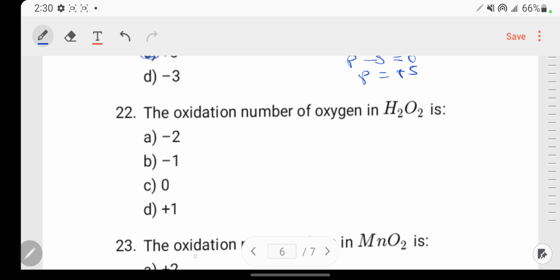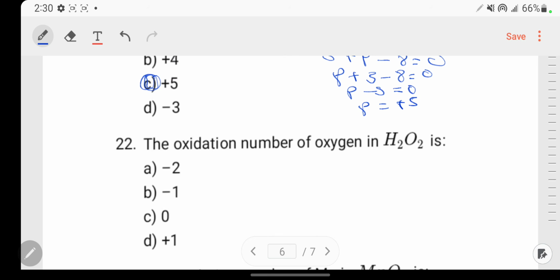Question 22. The oxidation number of oxygen in peroxide is. In peroxides, the oxidation number of oxygen is simply equal to -1. We can confirm it by calculating the charge on this compound, hydrogen peroxide. We are going to have 2 hydrogens. The charge of hydrogen is 1, plus the oxygen, which we don't know, there are 2 oxygens, should be equal to 0. Since hydrogen is fixed, we have 2 plus 2 oxygen should be equal to 0.